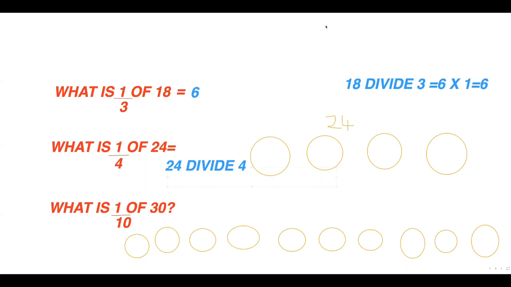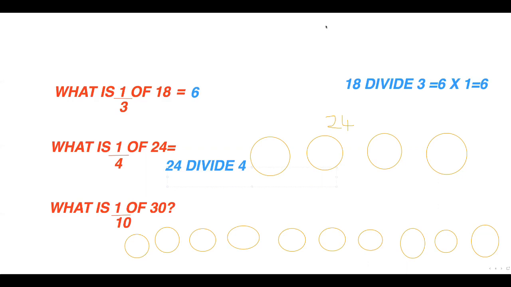So the next one, if you got that right, well done. Next one, we have 30 divided by 10, which should give you 3. Well done. Again, if you don't know your times table, you just write 30 and you share it out.